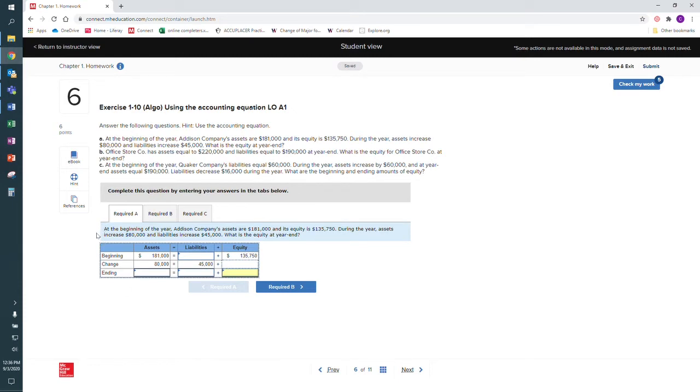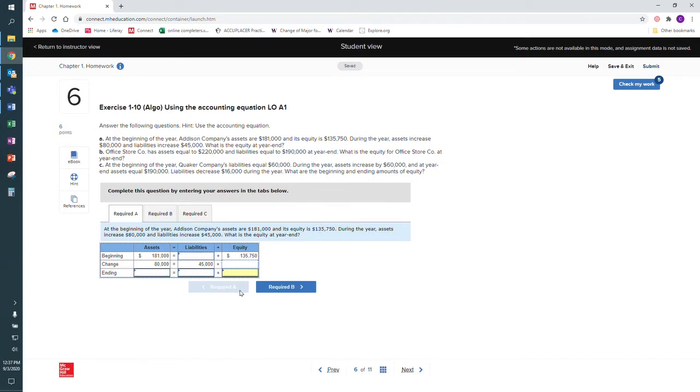So in A, it says, at the beginning of the year, Addison Company's assets were $181,000, and its equity, across the top here, is $135,750. During the year, assets increased by $80,000 and liabilities increased by $45,000. What is the equity at the end of the year? So it is telling you information here and basically asking you to get this yellow box, but you need to fill in other information here.